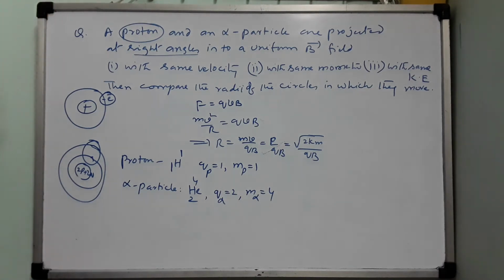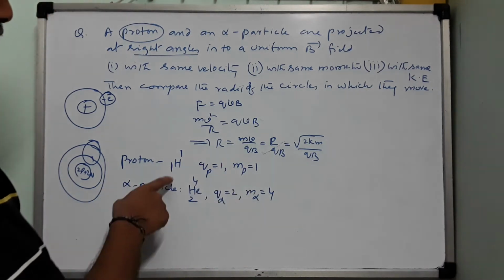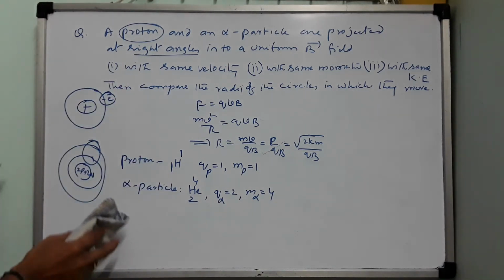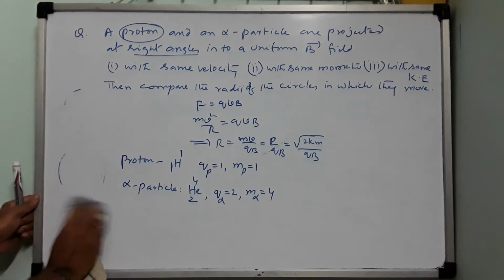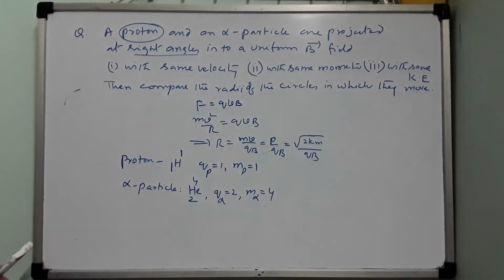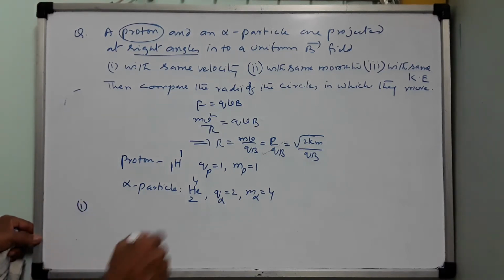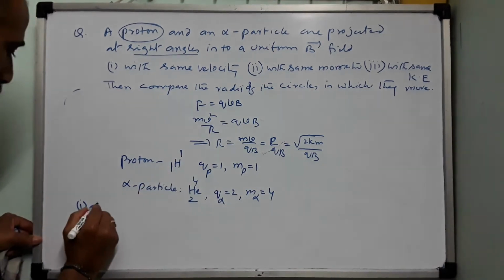Okay, fine. Now once you have this idea of what is proton and what is alpha particle, you can take up the cases one by one. Right. Now, let me take up the first case, with same velocity. So which equation can I take? R equals mv by qB I can take.